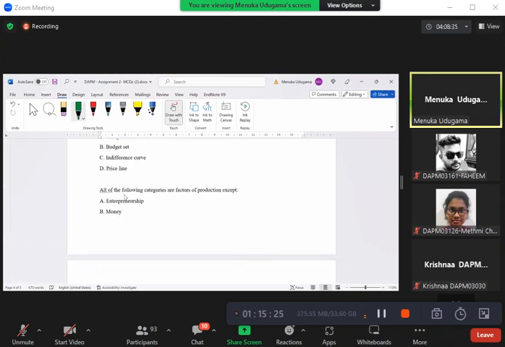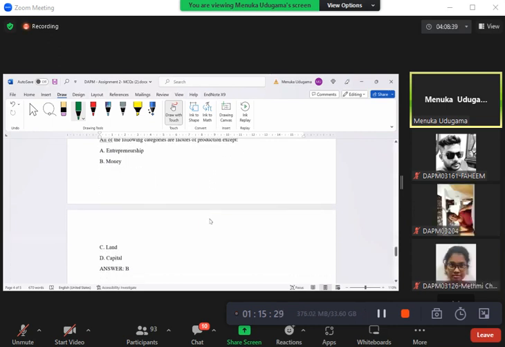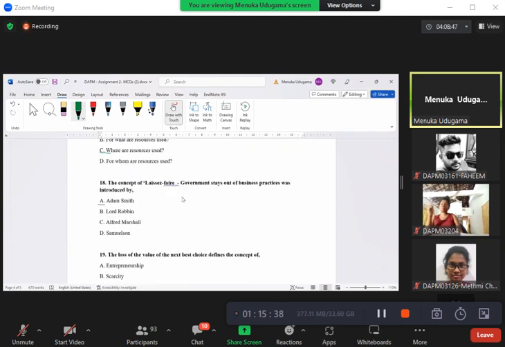All of the following categories are factors of production except what? Land, labor, capital, and entrepreneurship are the factors. So the answer is B, money. Right. So like I said, now this is more focused on what we covered on the first day.